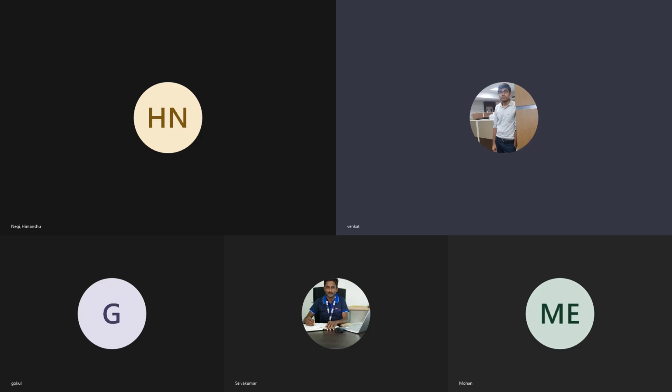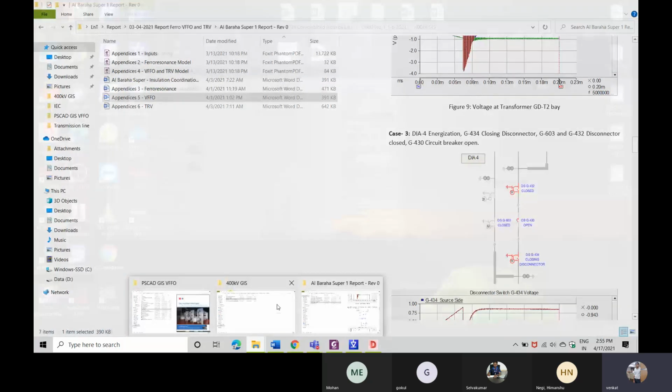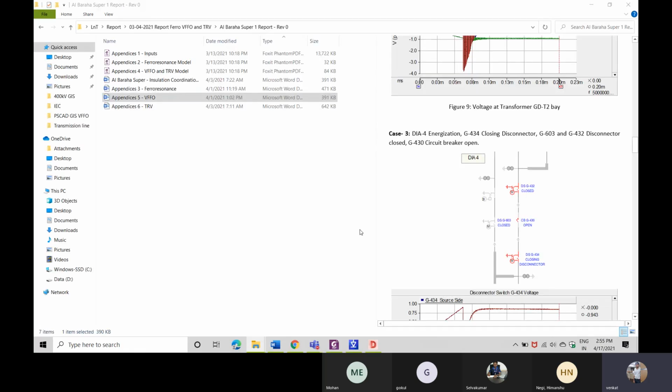First of all, before going for that, I will tell you what data we have to collect from the customer to proceed with the VFTO modeling. Just a minute, it is getting hung.